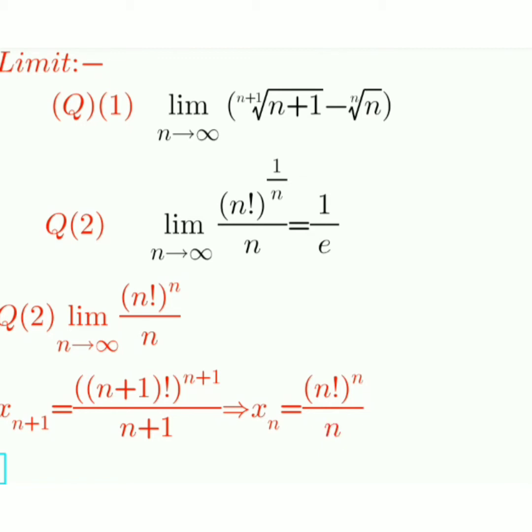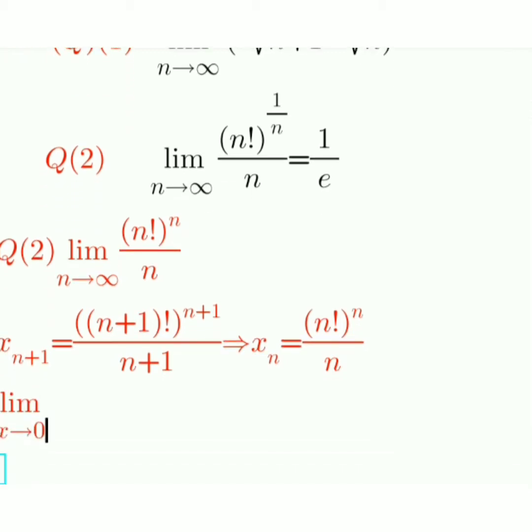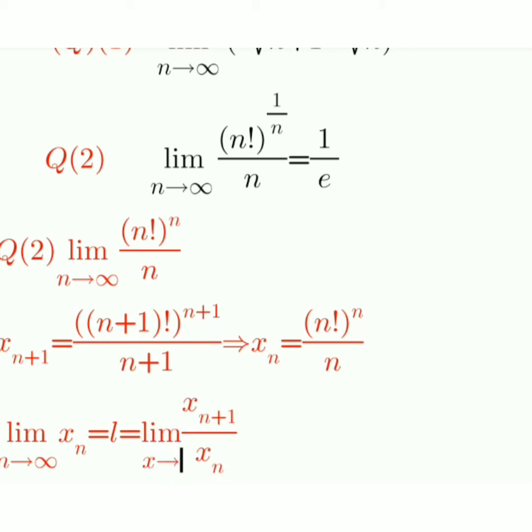And now we know that limit n tends to infinity of x_n is equal to L is equal to x_{n+1} divided by x_n. This is a limit formula. This is very important for all, n tends to infinity.